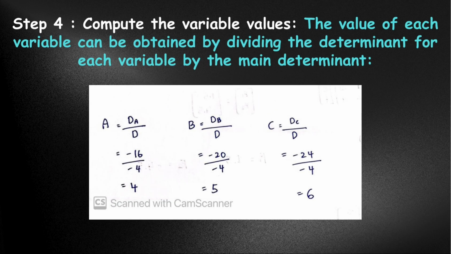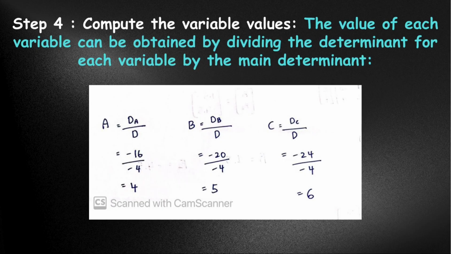Step 4. Compute the variable values. The value of each variable can be obtained by dividing the determinant for each variable by the main determinant. First, we will find A. A equal dA over D equal negative 16 over negative 4, and A is 4.